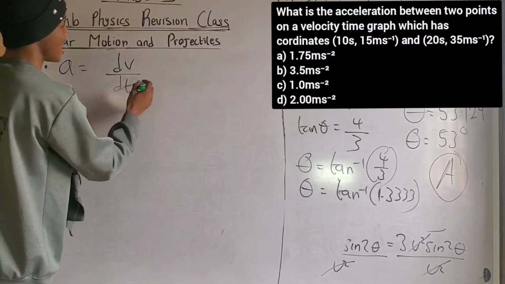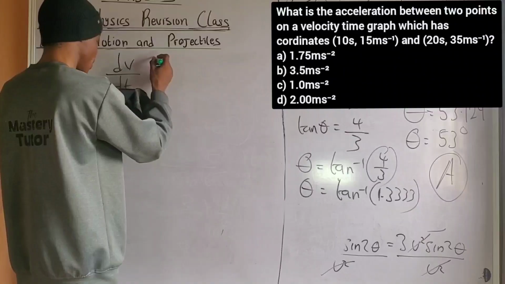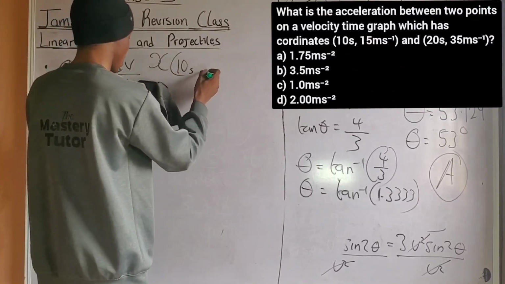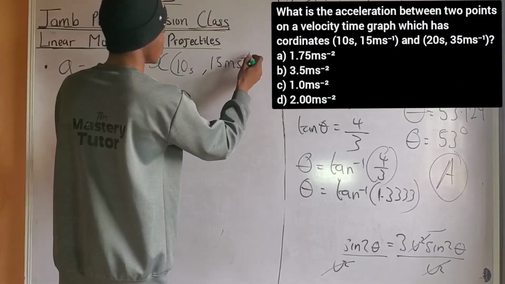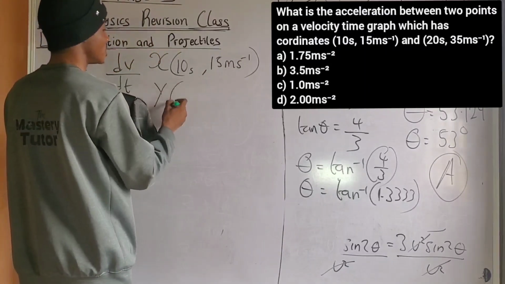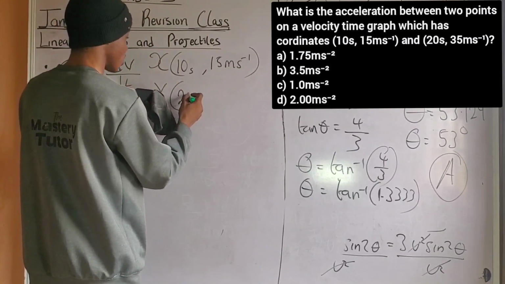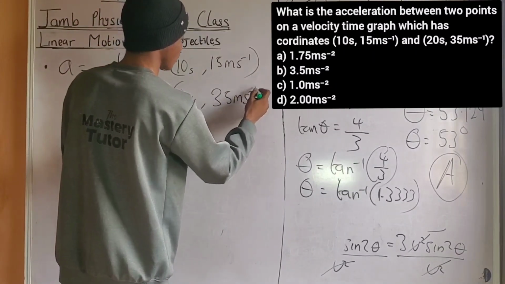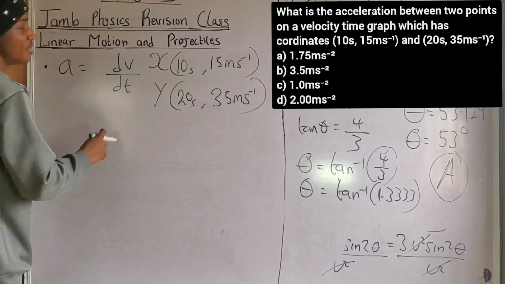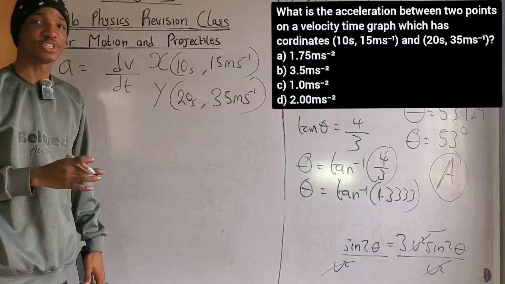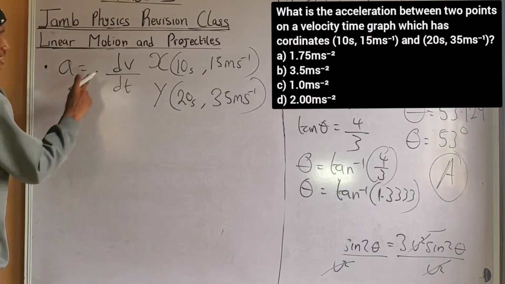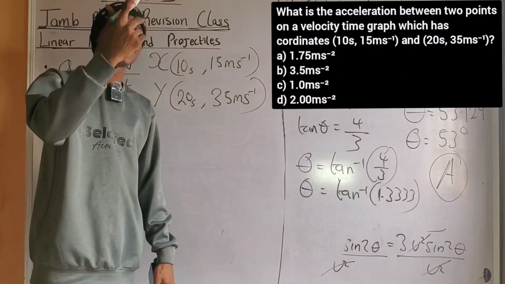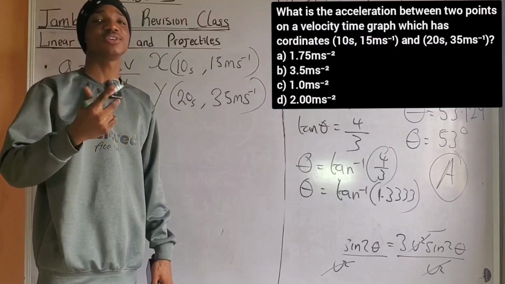So I'm going to have acceleration equals dv all over dt. And the point that we are given, the first point, let me call it point x. The first point is 10 seconds, 15 meter per second. Are you getting it? And the second point, let us call it point y, is 20 seconds, 35 meter per second. Okay? So, based on this, from coordinate geometry, the formula for gradient is what? Change, rise all over run.